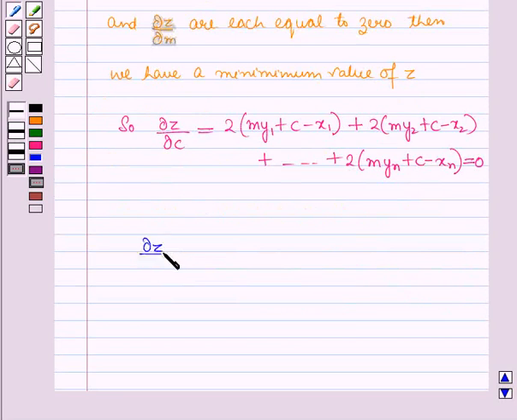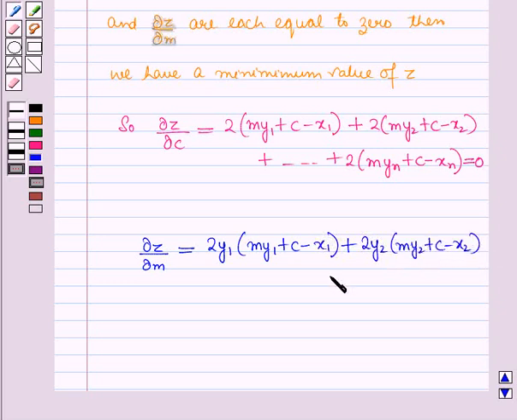And ∂z/∂m is equal to 2y1(my1 + c − x1) + 2y2(my2 + c − x2) + and so on up to 2yn(myn + c − xn), which is equal to 0.